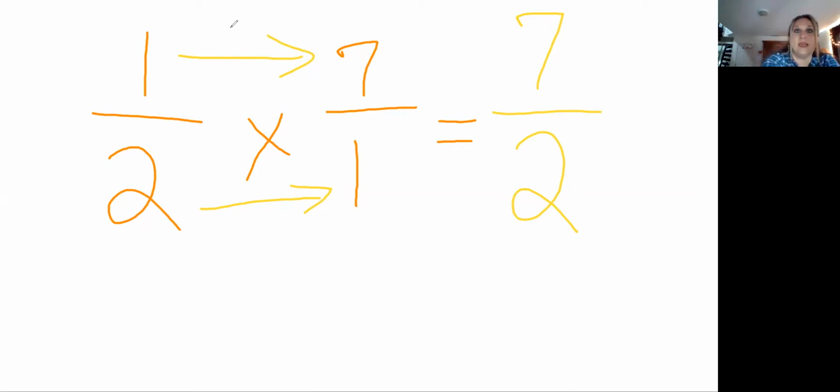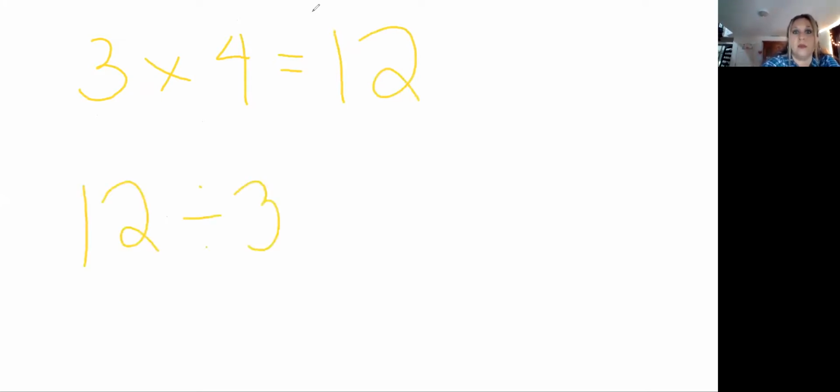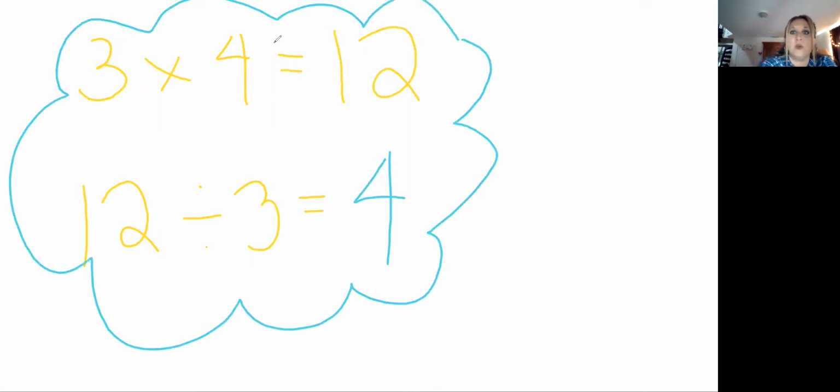I want to get to the division. So to divide. Now, remember, division is just the opposite of multiplication. So if 3 times 4 equals 12, 12 divided by 3 must equal, that's right, 4. So we're going to use this same concept right here, the relationship between multiplication and division, when we're dividing a fraction by a whole number.